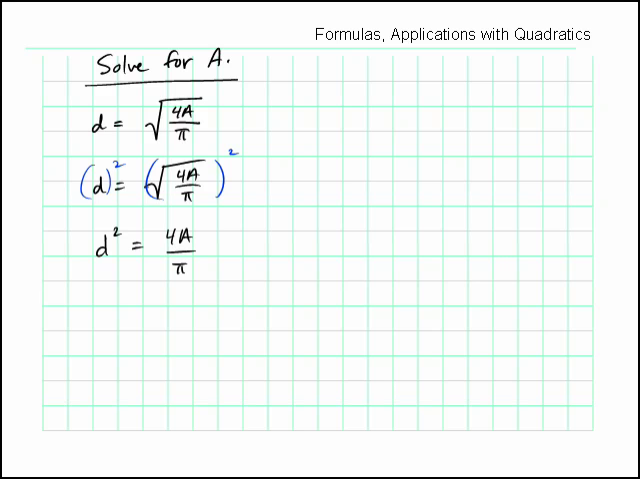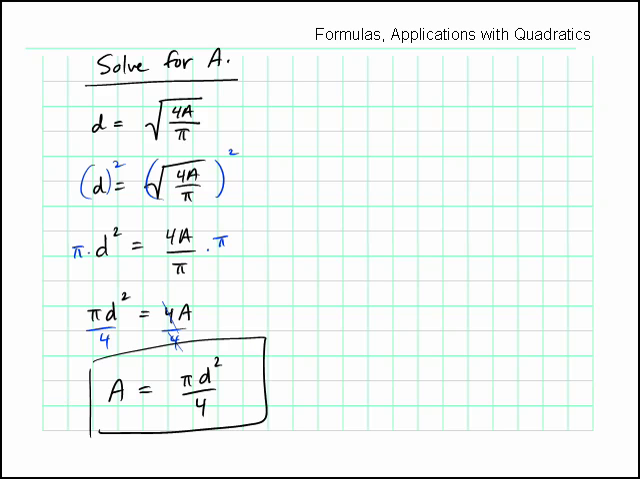Now I'm trying to solve for A, so the next step will be to get rid of the fraction, multiply both sides by pi, times pi times pi. 4A equals pi times d squared. And last step in solving for A, we're going to divide both sides by 4. 4's cancel there then. And we have A equals pi d squared over 4. And our formula is solved for A.